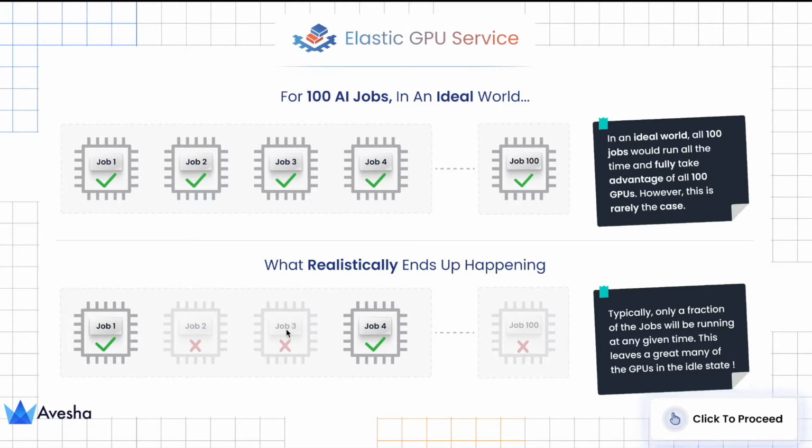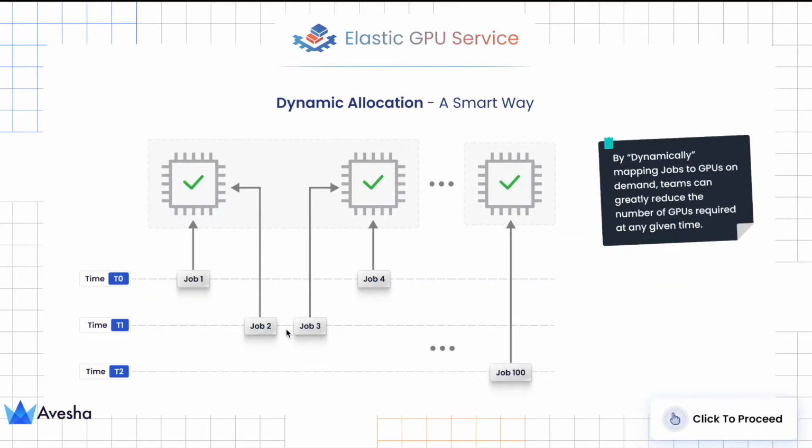So how does EGS step in to solve this? Well, EGS acts as an intelligent resource manager. It dynamically allocates GPUs to jobs as they come in, so you don't have GPUs just sitting idle, waiting around. So instead of having dedicated GPUs for specific models or teams or tasks, EGS creates a pool of resources that can be shared and allocated on demand.